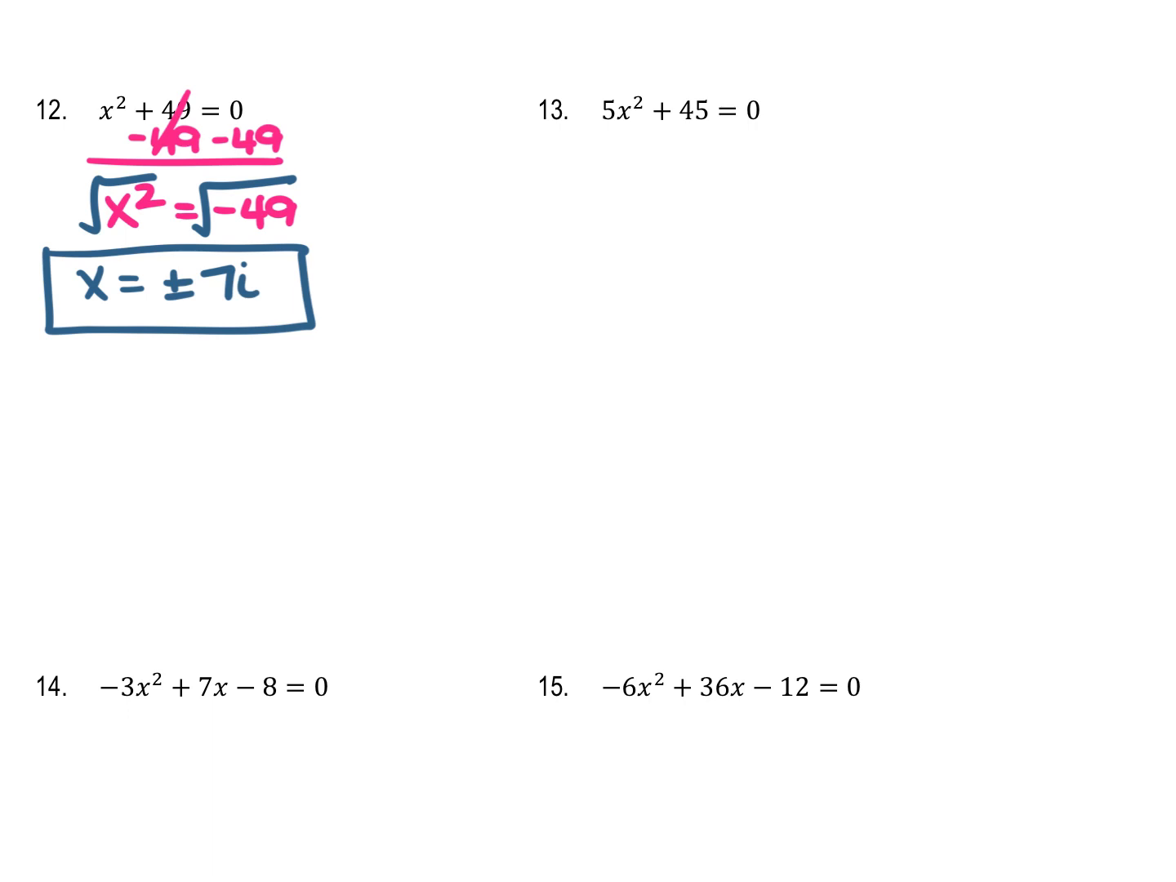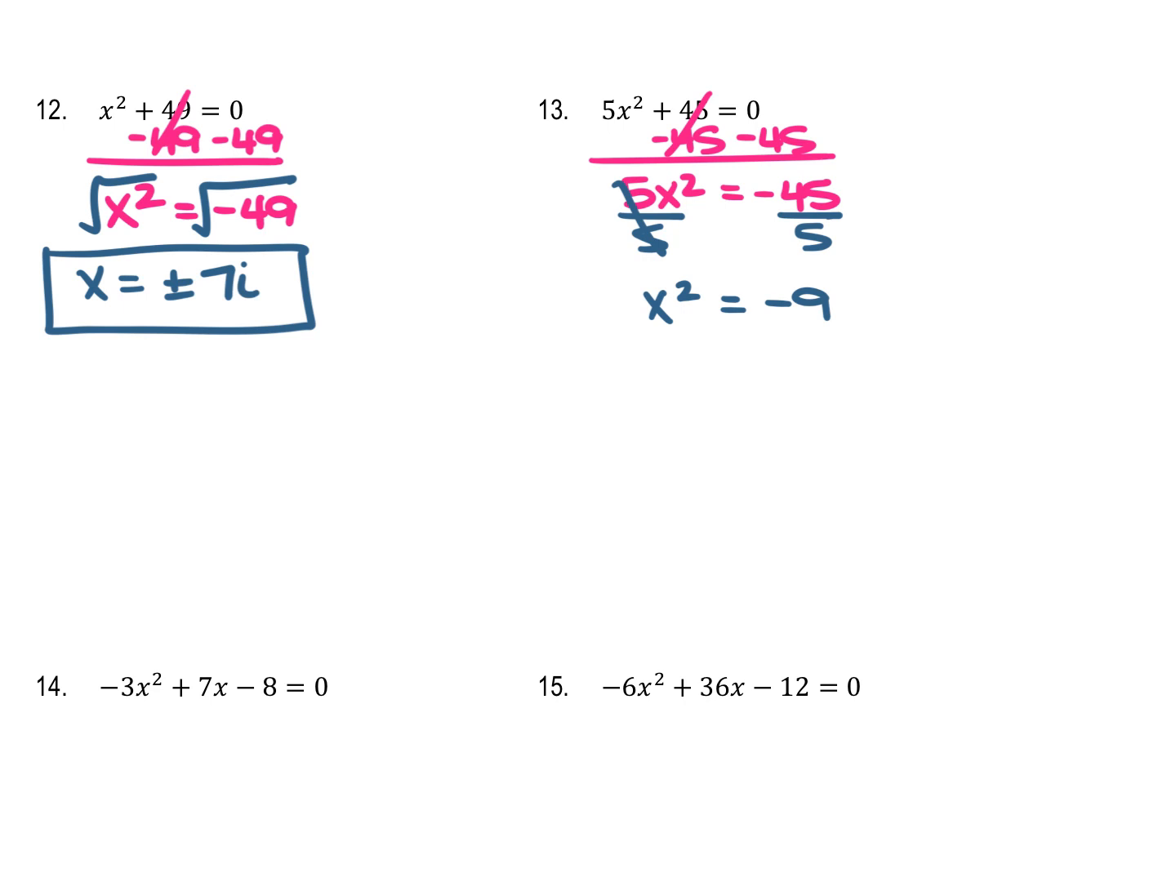For number 13, you have 5x squared plus 45 is equal to 0. This one's similar to number 12. You just have a number in front of the x squared now. So move your 45 over first, subtract it from both sides. This leaves you with 5x squared is equal to -45. Then you're just dividing each side by 5 to get x squared is equal to -9. You want x, not x squared, so take the square root of both sides, and you're left with x is equal to plus or minus 3i.